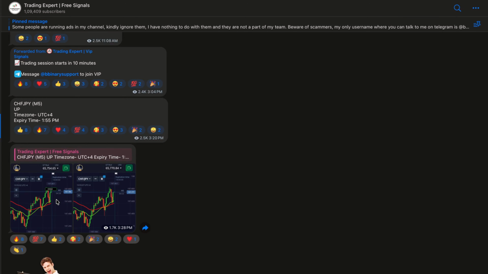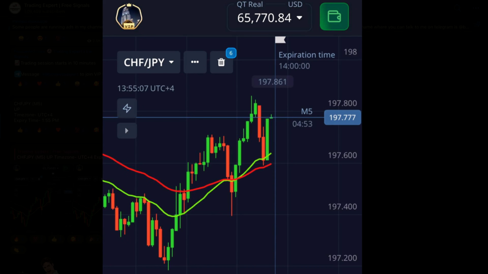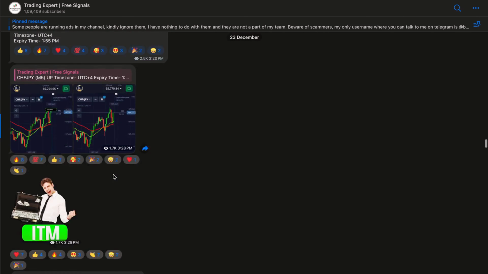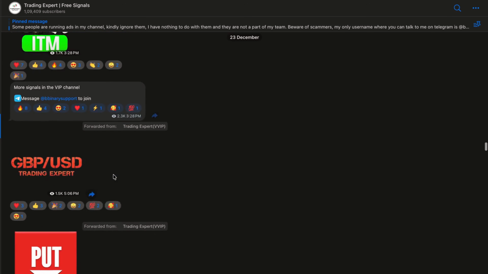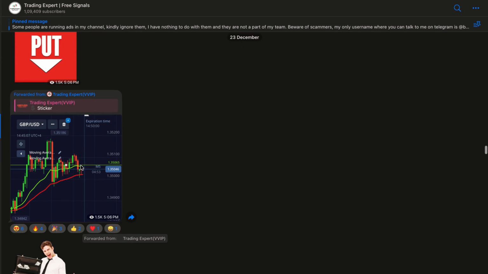So the signal was for up. Here you can see the moving average was indicating for the upside, plus the moving average was also near, plus there was a good uptrend going on. So this was a very good indication to take this trade for the call side, and we took it and we won it. Amazing win right there. And the next signal was for GBP USD 5 minute spot.